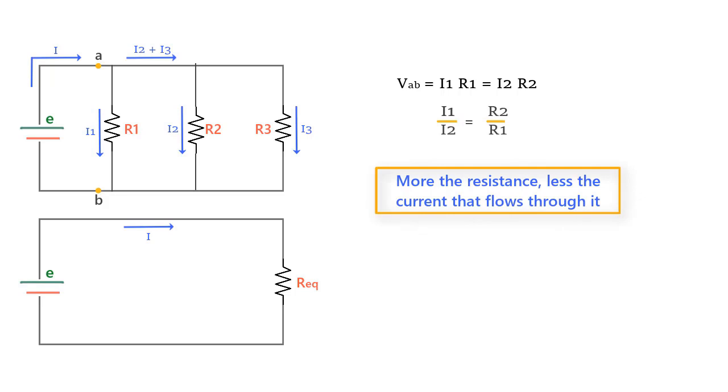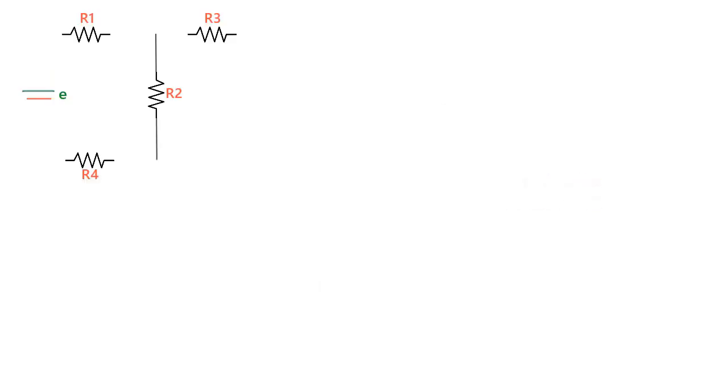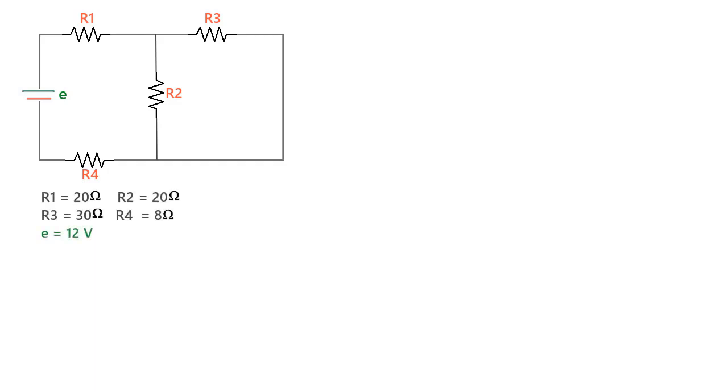Okay, let us now attempt a problem to get a better understanding of what we have learned in this lesson. So what we have here is a multi-loop circuit that has an ideal battery and a bunch of resistors with these values. Then the first question is, what is the value of current through the battery? So let us see how we should approach this problem.